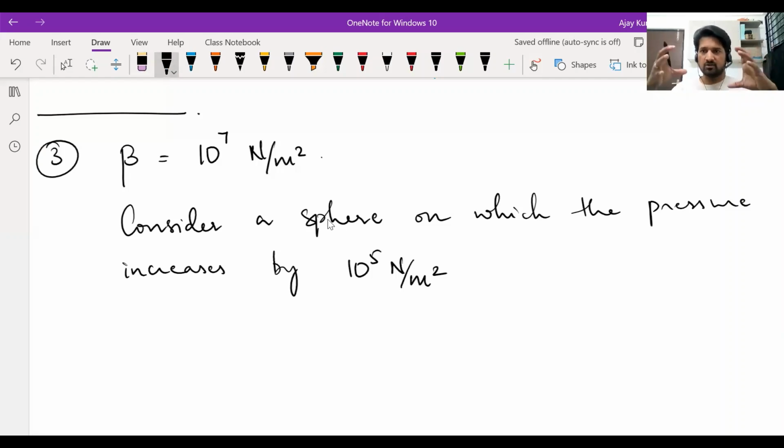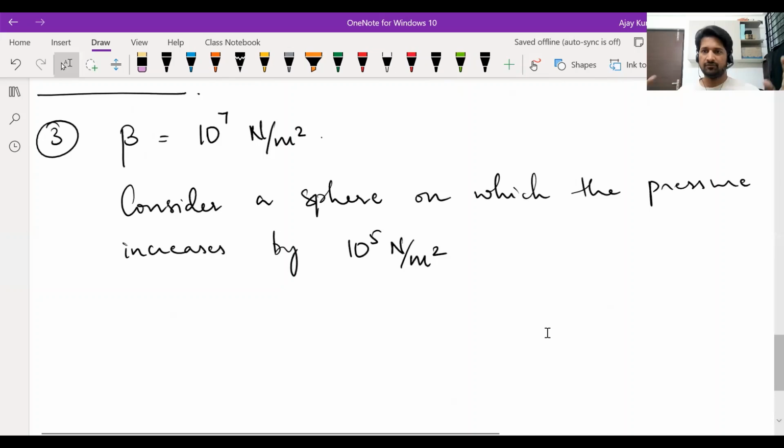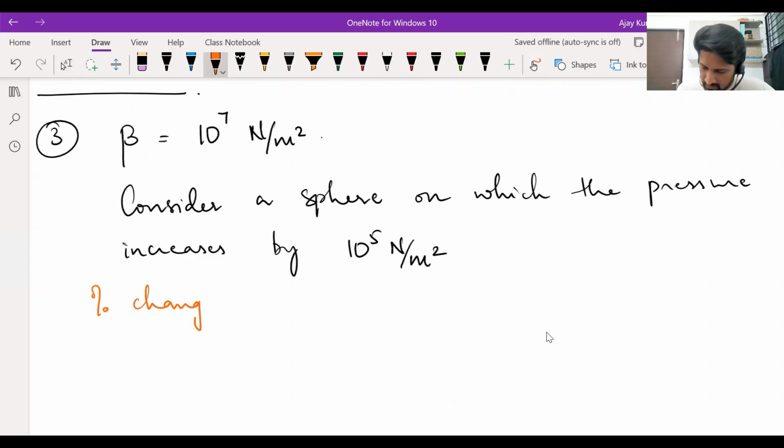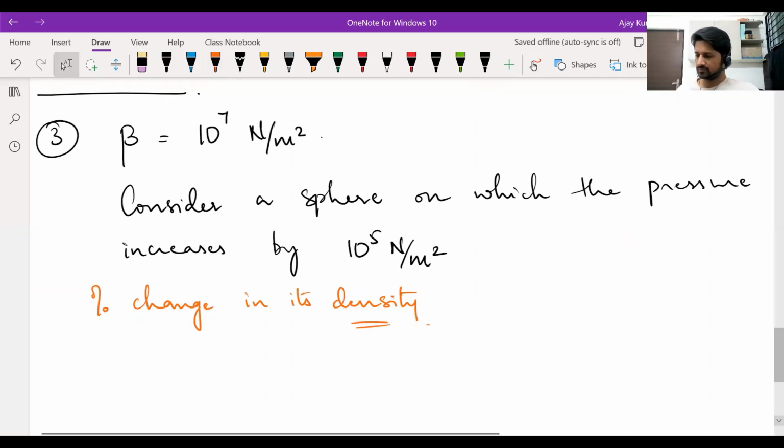Now, if you increase the pressure on a sphere, it will shrink. It will get compressed. Volume will decrease. One of you tell me, what happens to its density? Increases or decreases? Increases. If you compress something, its density increases because the same mass will now be occupying a lesser volume. It will become denser. I want you to find out the percentage change in its density. Okay, try this.